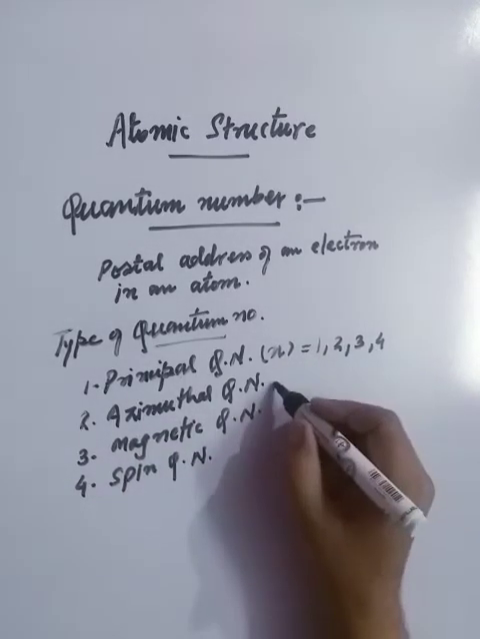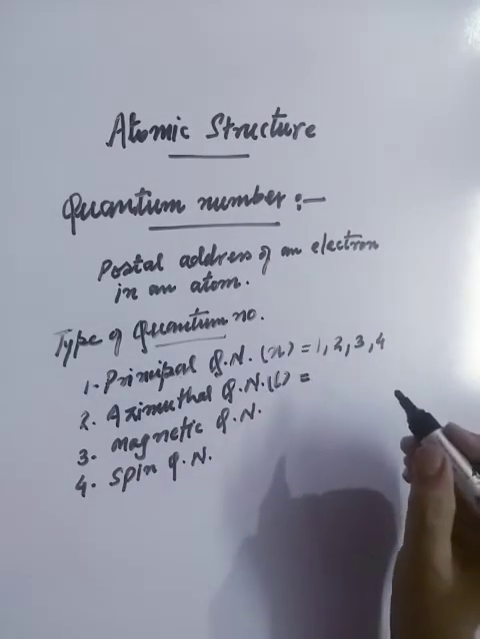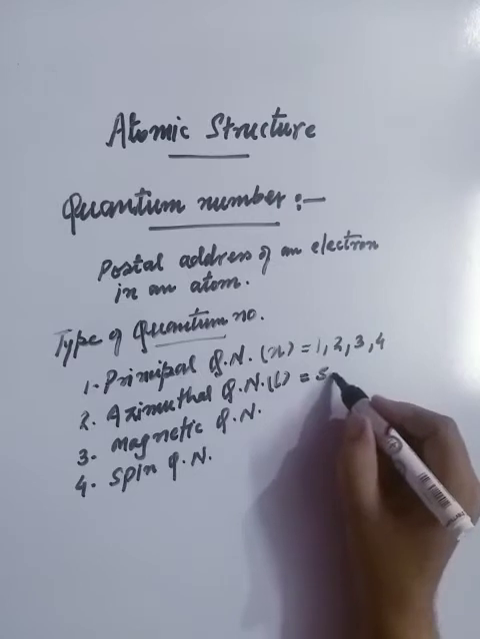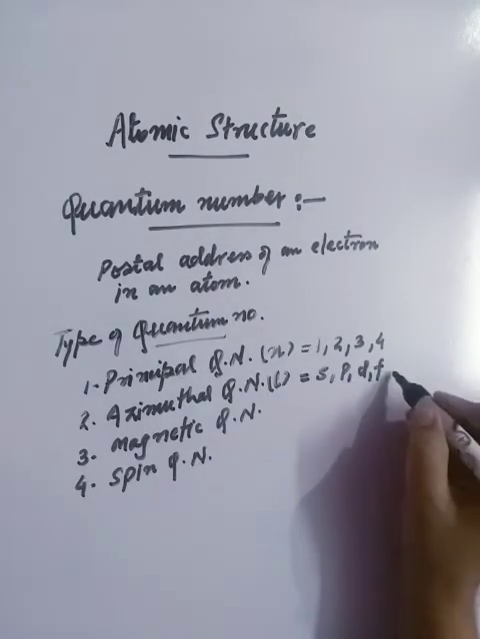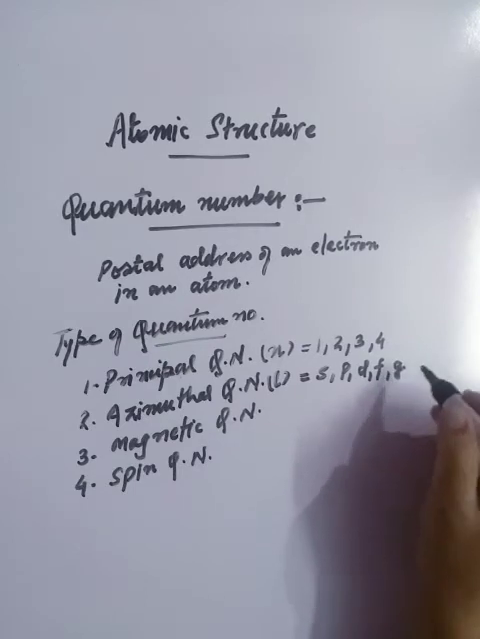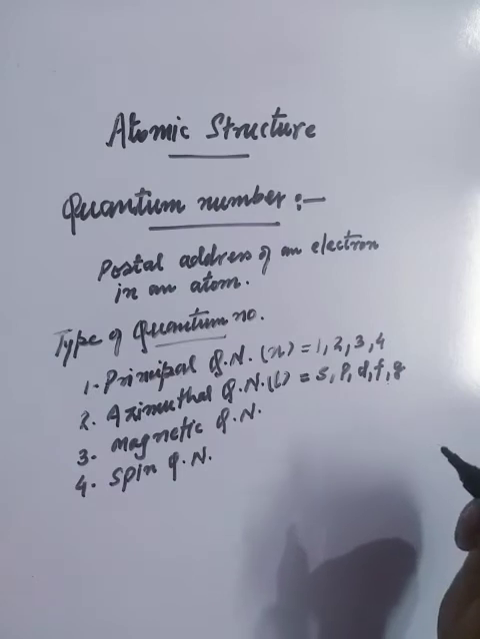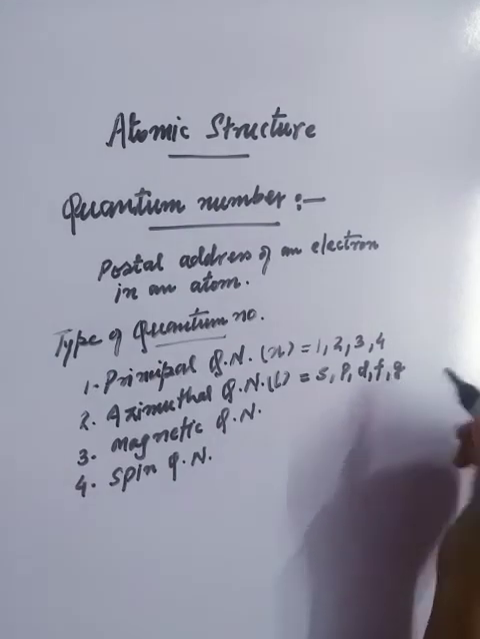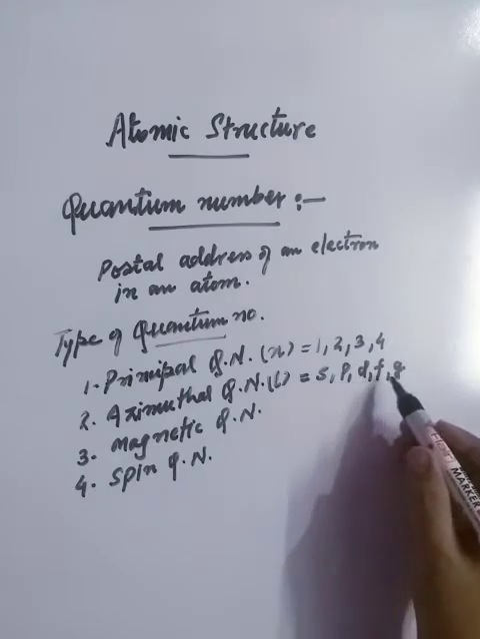The azimuthal quantum number is represented by small l, and it tells us about the subshell. There are four subshells: s, p, d, and f. The g subshell is also pronounced, but it does not exist because we have a limited number of elements. We can say that it is a future subshell. But s, p, d, and f.